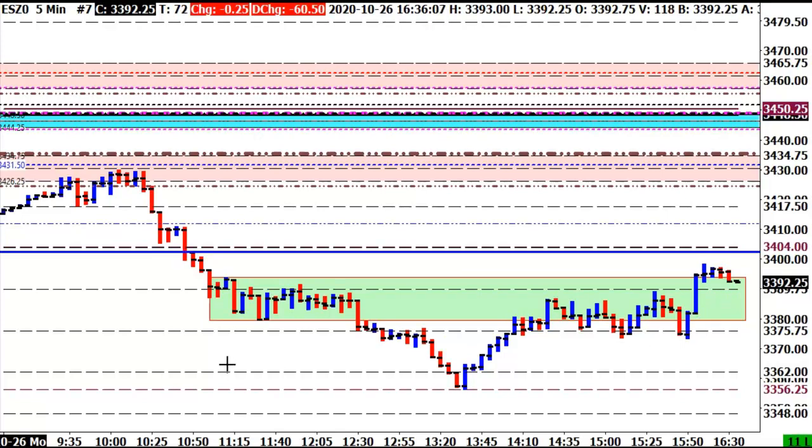So the point is, these market generated zones, if you will, certainly including the power zones, but these market generated zones can be really, really powerful and very helpful to your trading.